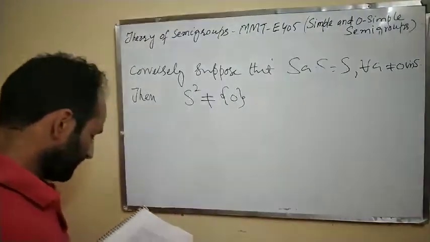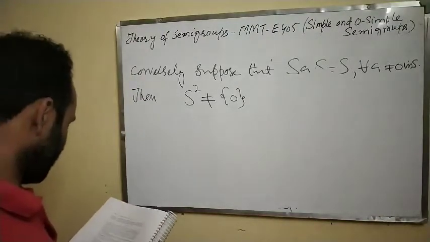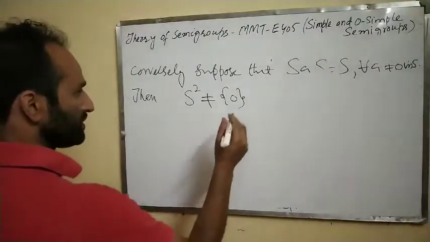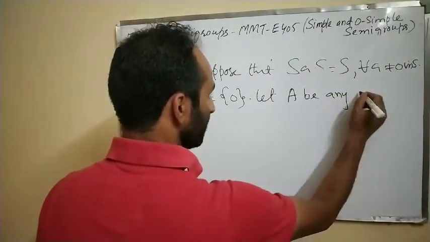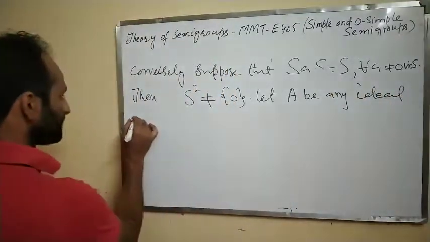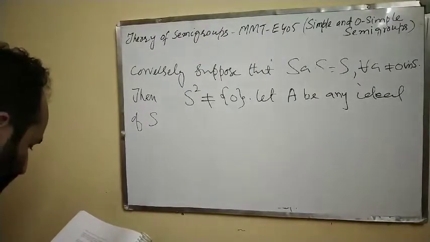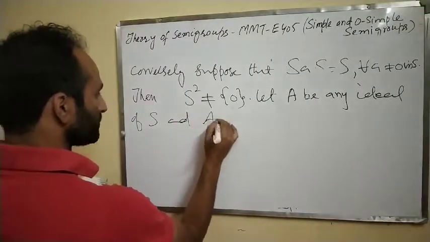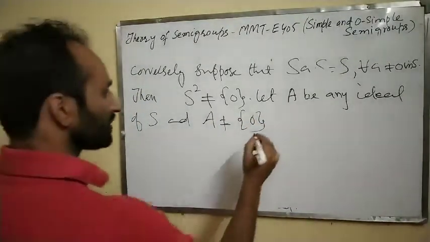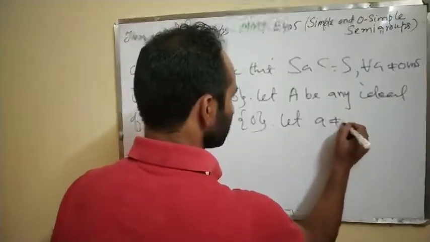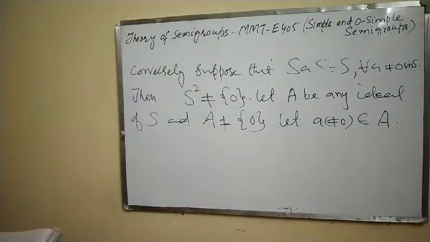Now we prove the second condition. Second condition means that 0 and S are the only ideals of S. So let's choose any ideal. Let A be any ideal of S, and say A is not equal to 0. We show that A is equal to S. It's a non-zero ideal of S, and let a not equal to 0 belong to A. It has a non-zero element.